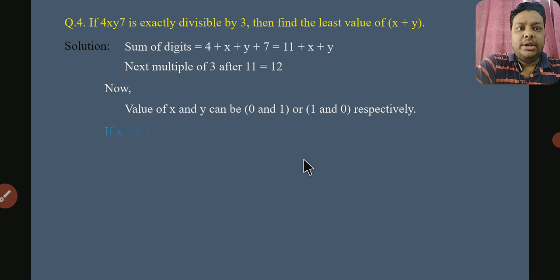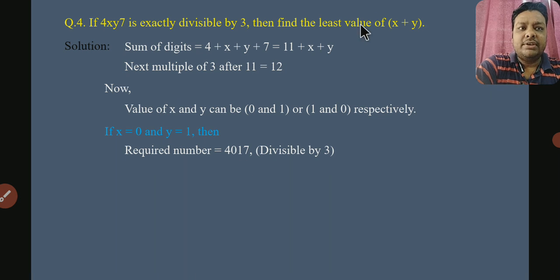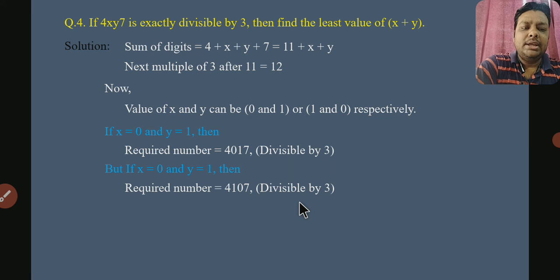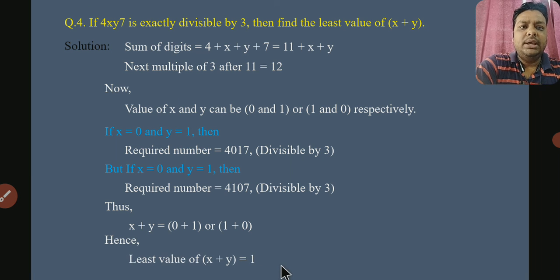Clearly? Okay. If x is 0 and y is 1, the required number will be 4017, that is 4, then 0, then 1, then 7, and it is divisible by 3. Similarly, if we put x as 1 and y as 0, the required number will be 4107, which is also divisible by 3. Thus x plus y is, in both cases, 0 plus 1 or 1 plus 0, only 1. So the least value of x plus y will be 1. I hope that you all have understood this question also.